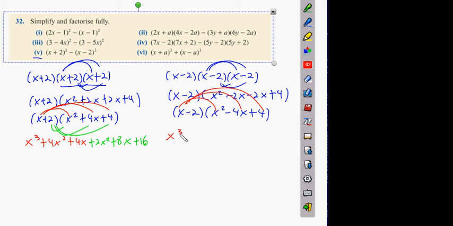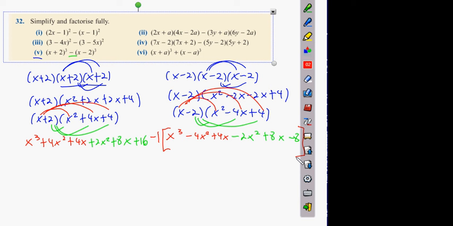X cubed minus 4x squared plus 4x. To the bottom, minus 2x squared plus 8x minus 8. Now what am I forgetting about completely? Forgetting all about the minus sign. Minus 1 bracket all of this.